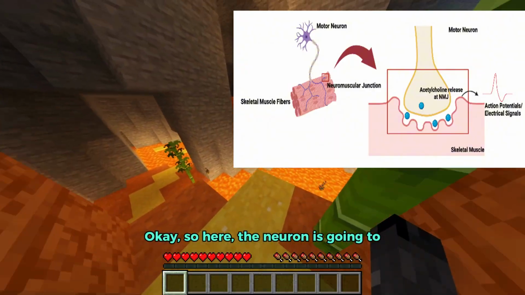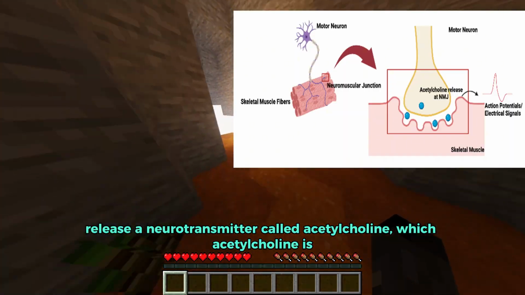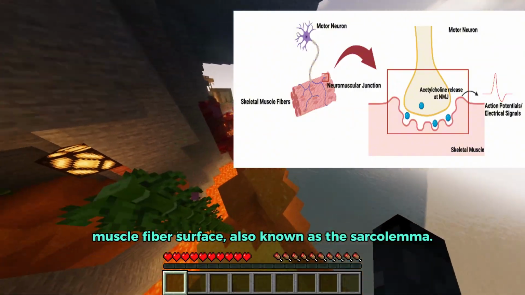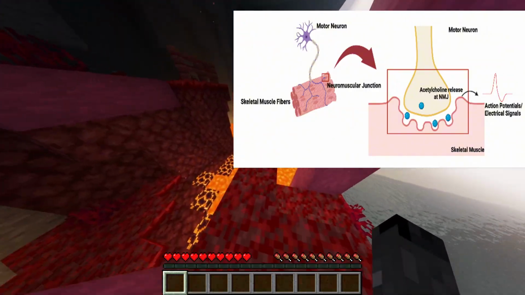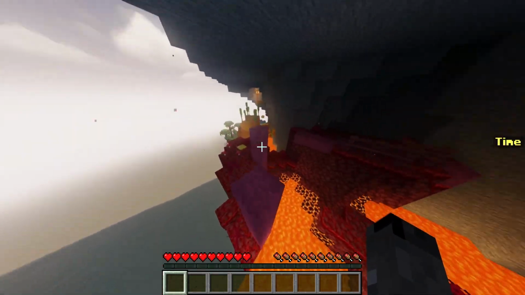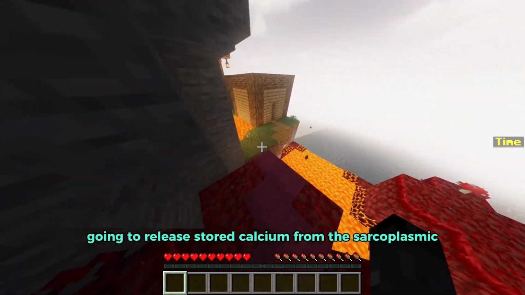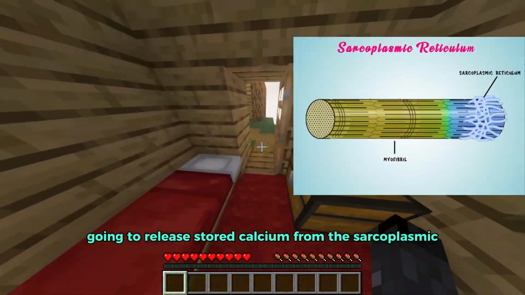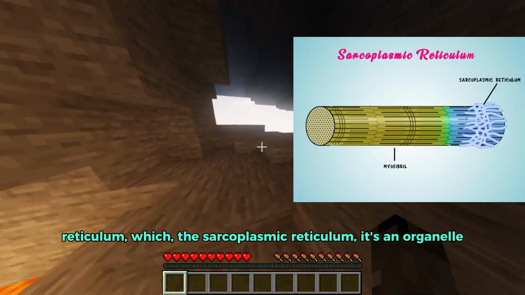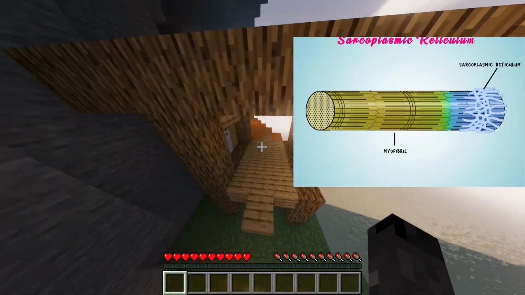Okay, so here, the neuron is going to release a neurotransmitter called acetylcholine, which is going to bind to the receptors on the muscle fiber surface, also known as the sarcolemma, right? And this is going to trigger an electrical impulse throughout the muscle. And once the muscle is electrically stimulated, it's going to release stored calcium from the sarcoplasmic reticulum, which is an organelle within a muscle that stores and releases calcium.